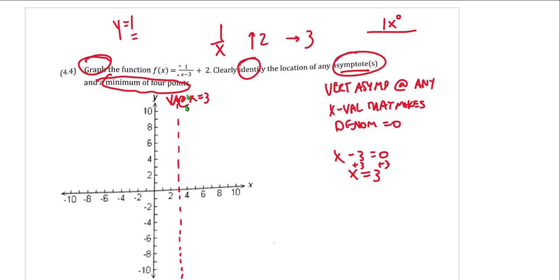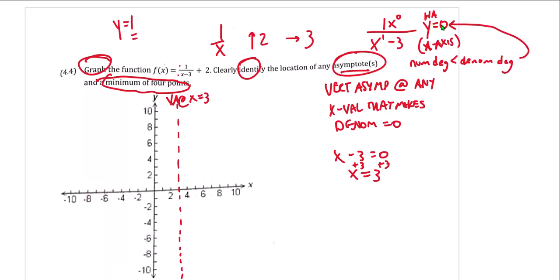So the numerator degree is 0 here. The denominator degree, that is a linear function. There is an unwritten 1 on that x. So our numerator degree is 0. Our denominator degree is 1. So normally we would have a horizontal asymptote at y equals 0, which is the x axis. When the numerator degree is less than the denominator degree, we know that we have a horizontal asymptote at y equals 0.